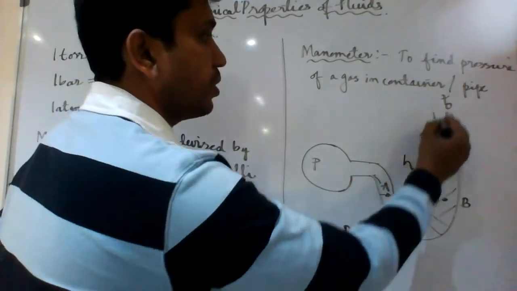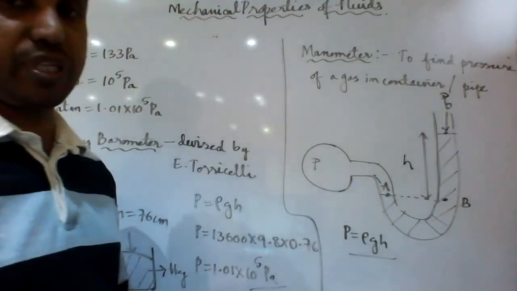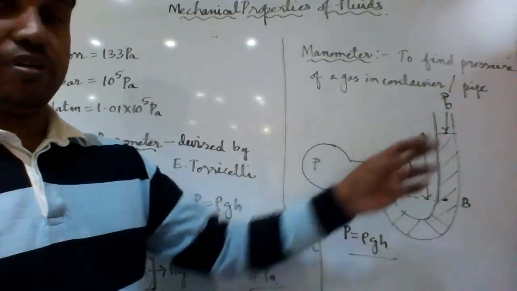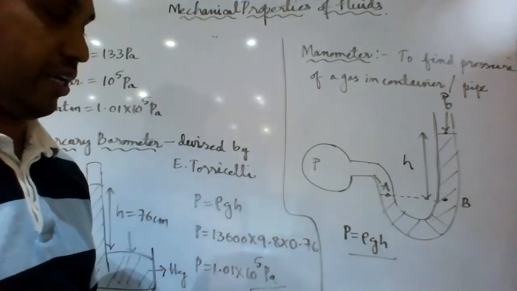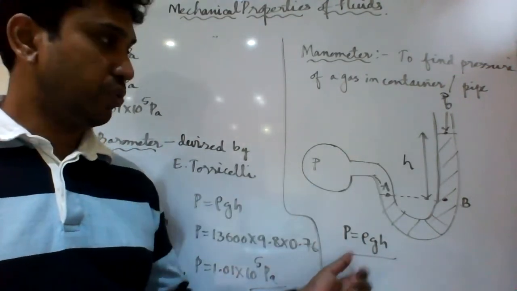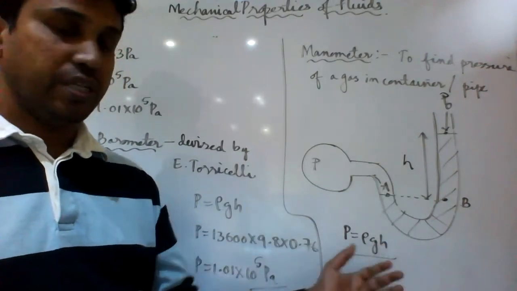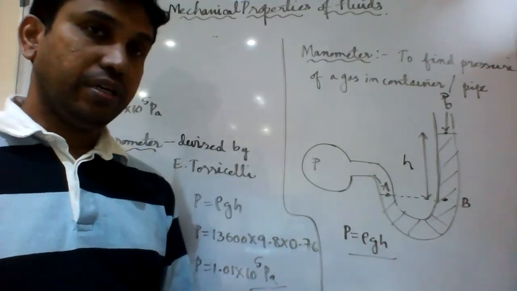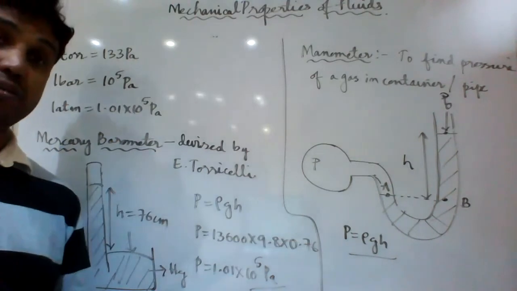And what is the pressure on the other side? The pressure acting there is P_0, atmospheric pressure again, on the other end of the mercury or whatever fluid we have taken. Now just substitute the h value here, and we will get the total pressure in the gas container or the gas pipe.